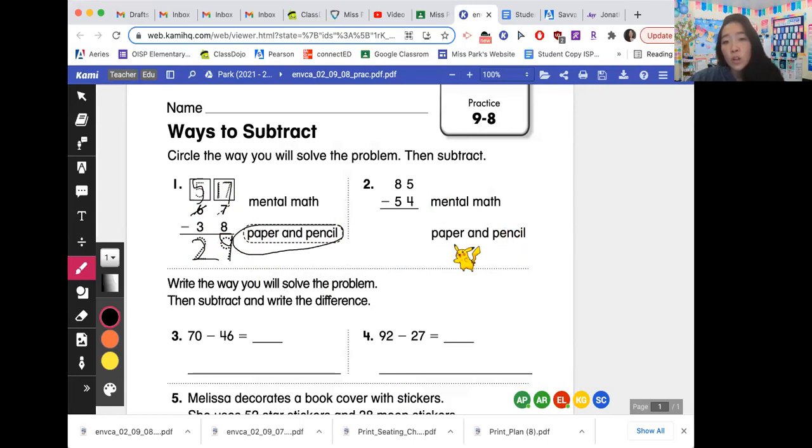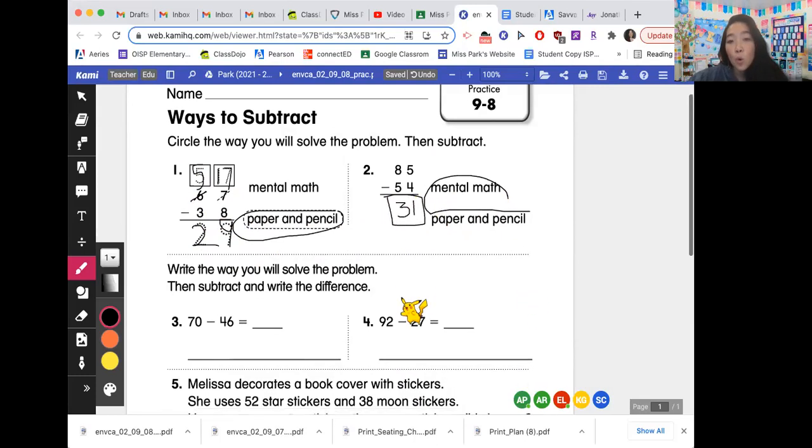Number 2, you could have done either or. You could have done mental math or paper and pencil. Technically, I'm going to do some mental math because there's no work I'm showing. 5 minus 4 equals 1, 8 minus 5 equals 3, so my answer is 31. Okay, more on top, no need to stop.